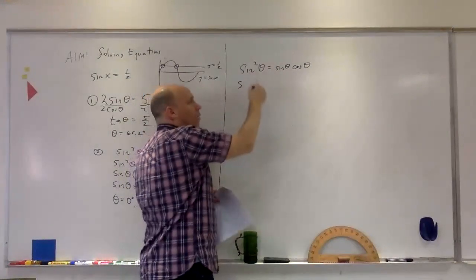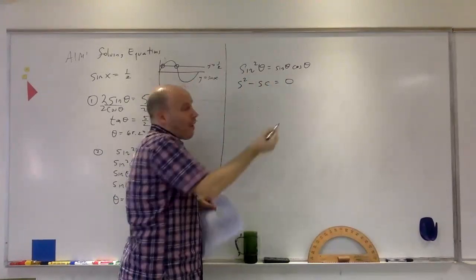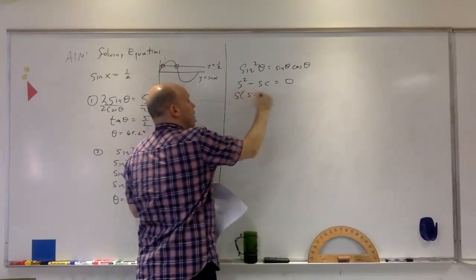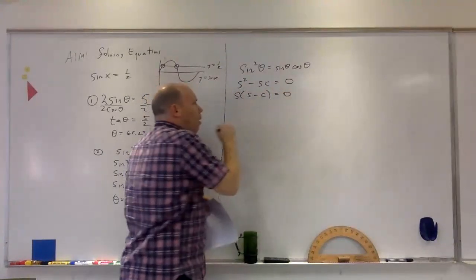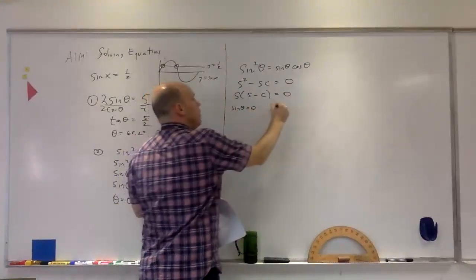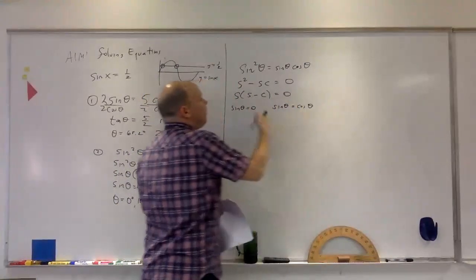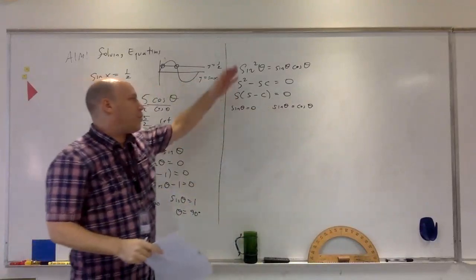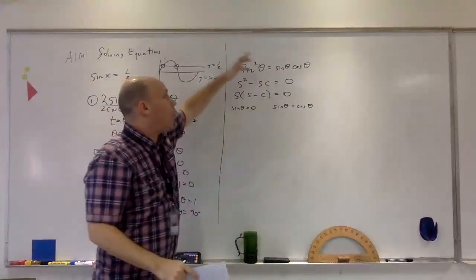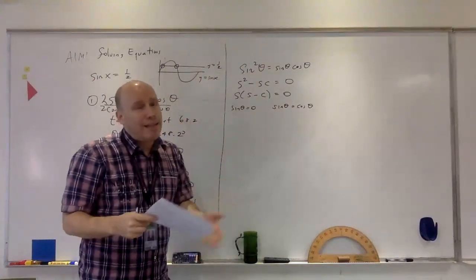I'm going to abbreviate. Watch. Sine squared minus sine cosine equals 0. Factor, once again, factor out the sine. Sine of theta equals 0, or sine of theta equals cosine of theta. By inspection, you know the answers to this. Once again, you could always put this in the graphing calculator if you have to, but let's try to do this analytically.